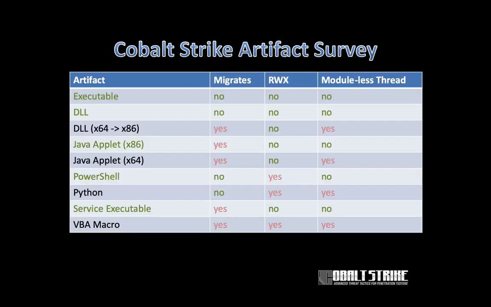This slide is a survey of the different artifacts in Cobalt Strike as of October 2019 and which characteristics they take on related to process migration, read-write-execute memory, or even creating a modulus thread. The big one I would be aware of here is the service executable, because if you use the psexec option in Cobalt Strike or the elevate service exe option, you will be using a service executable. Do note that the Cobalt Strike service executable migrates, and if you don't change the artifact kit, it will migrate to rundll32, and that's probably not what you want.